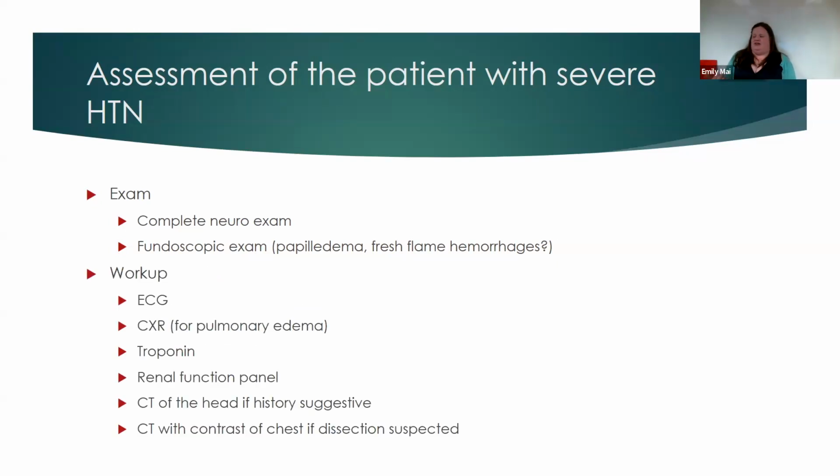And the workup should get an EKG. You want a chest x-ray to look for pulmonary edema, a troponin, of course, renal function panel, or at least something with a creatinine. If you suspect they might be having a hemorrhage or hypertensive encephalopathy, you'd want a CT at least. And then if you think dissection, you want a CT with contrast.